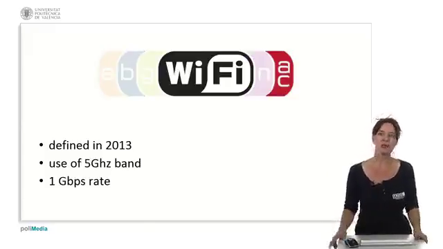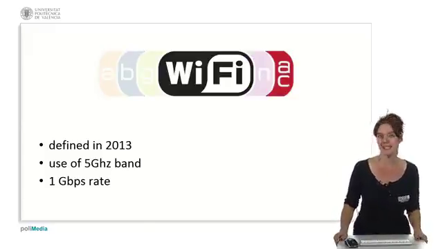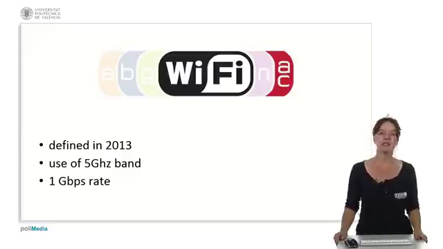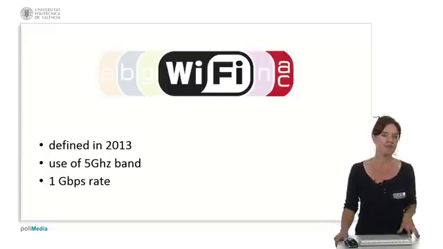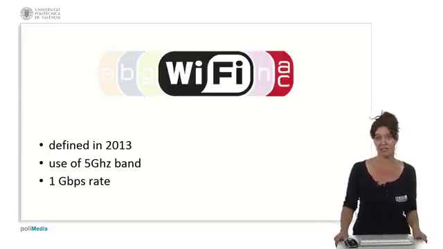The most recent specification refers to the AC family, and it uses a different band at 5 gigahertz. It's faster, but more sensitive to obstacles. It can reach 1 gigabit per second, so it's fast, but it's still new, and devices that incorporate it are still a bit expensive.